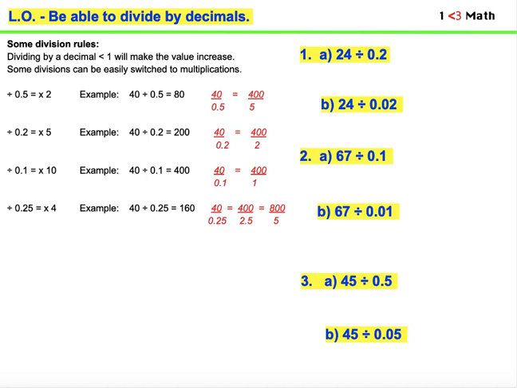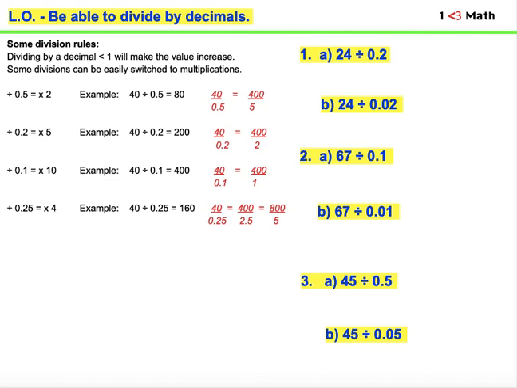So for example, dividing by 0.5 is the same as timesing by 2, because what you're basically saying when you're dividing by 0.5 is you're saying how many times does a half go into something. So for example, if you have 2 pizzas, each pizza would be 2 halves, so that would be 2 times 2 halves, and it would be 4 halves in 2 pizzas. So 2 divided by 0.5 would be 4.